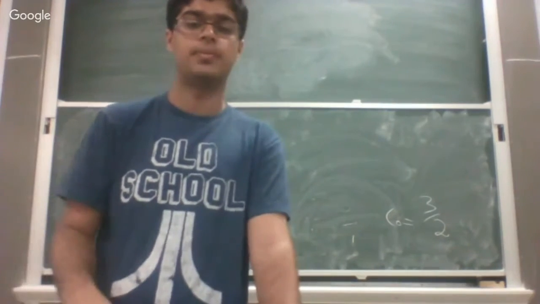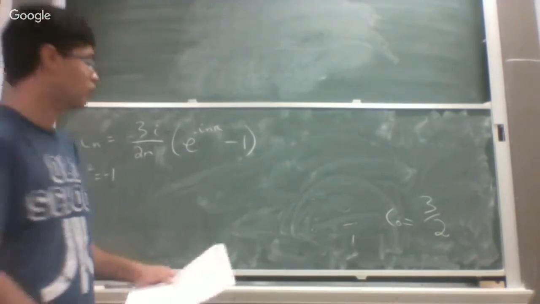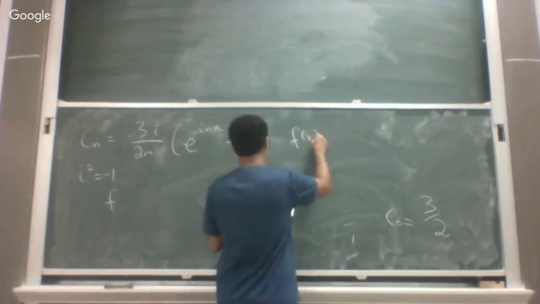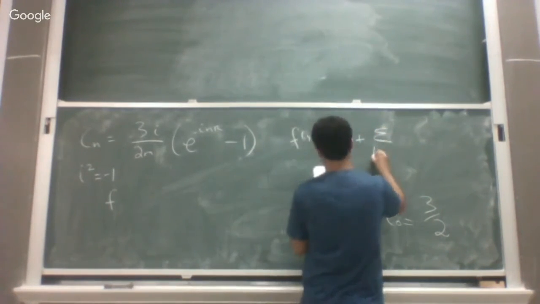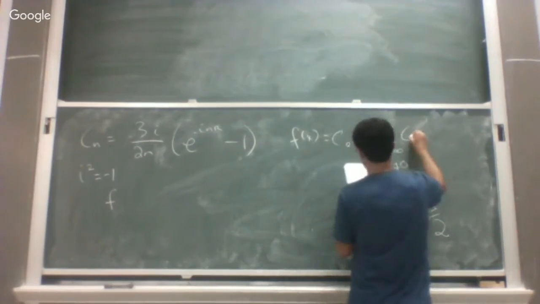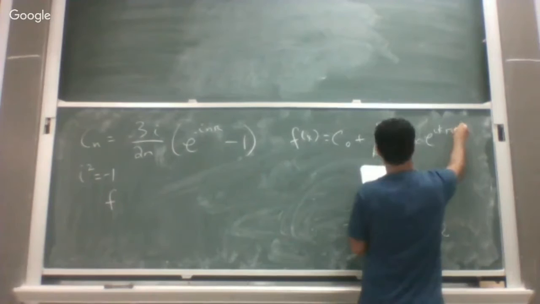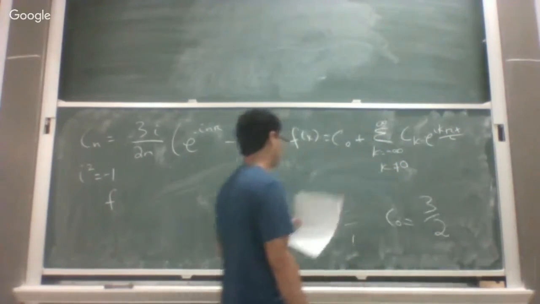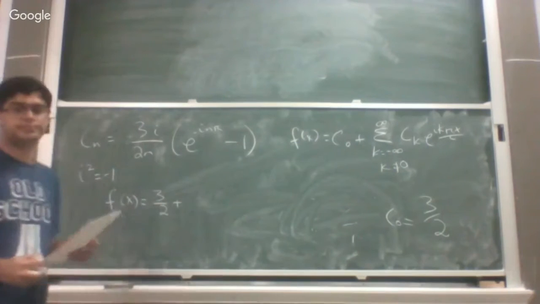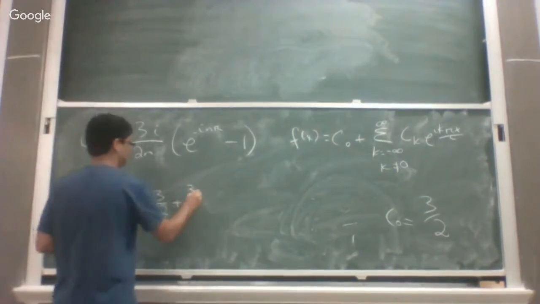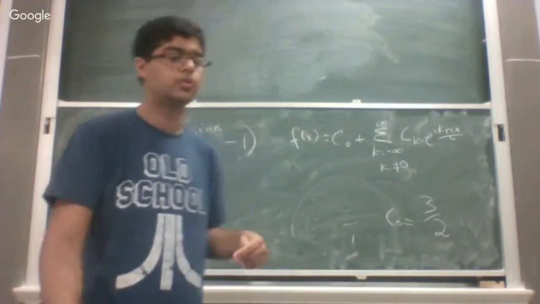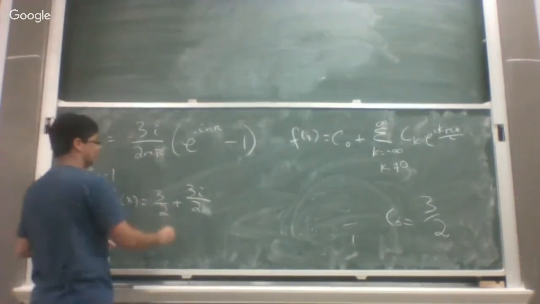So now we put it in the actual formula for complex, which is f of x equal to c sub naught plus the summation of k equal to negative infinity going to infinity where k cannot equal 0 of c sub k times e to the i k pi x over L. Okay, so then our f of x is equal to 3/2 plus 3i over 2n, because n goes inside. I forgot a pi here. So 3i over 2 pi.